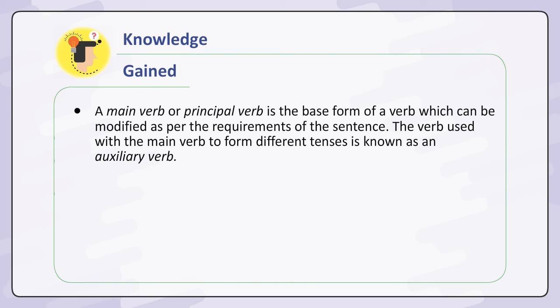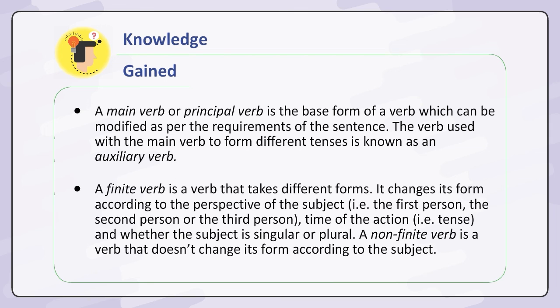A main verb or principal verb is the base form of a verb which can be modified as per the requirements of the sentence. The verb used with the main verb to form different tenses is known as an auxiliary verb. A finite verb is a verb that takes different forms. It changes its form according to the perspective of the subject, that is, the first person, the second person, or the third person, the time of the action, that is, tense, and whether the subject is singular or plural. A non-finite verb is a verb that doesn't change its form according to the subject.